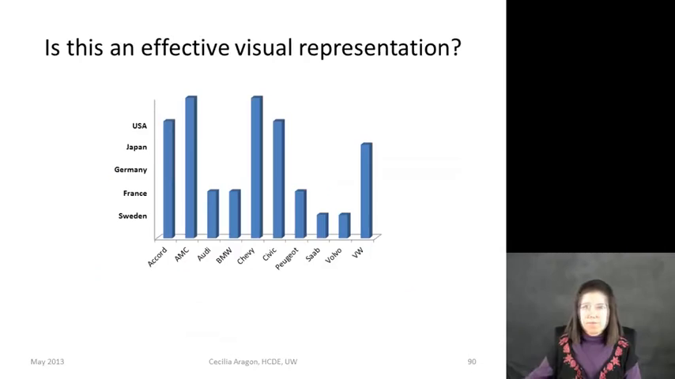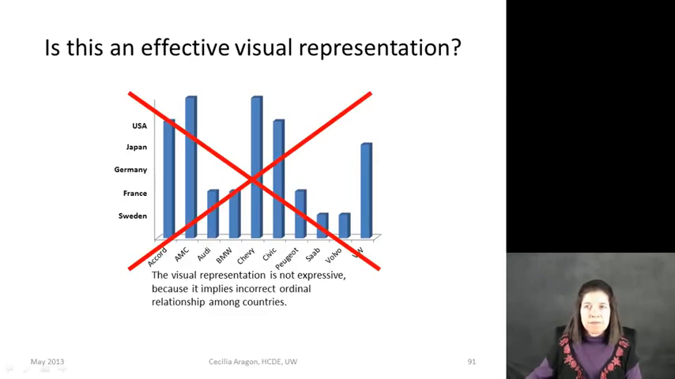Pretty simple. Is this an effective visual representation? Yes or no? If no, what's wrong with it? This visual representation is not expressive because it implies an incorrect ordinal relationship among the countries.